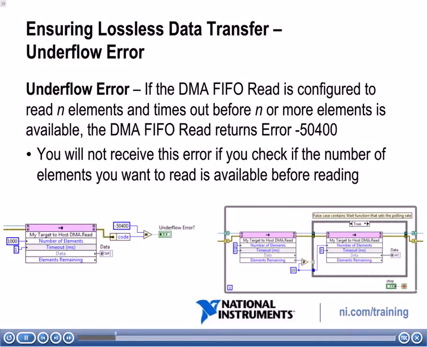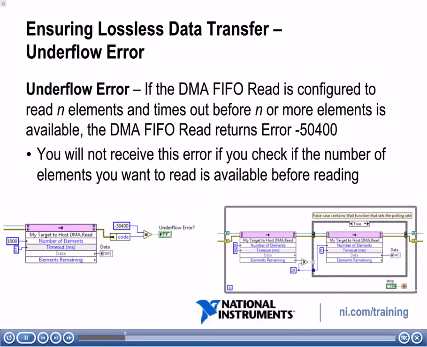So typically in most applications, if you have underflow, it's not super critical. So what you could do is, if you have something like this in your application, you can just discard or ignore -50400 as an underflow error if you expect that you might get some and you know that you don't want your application to stop because of it.